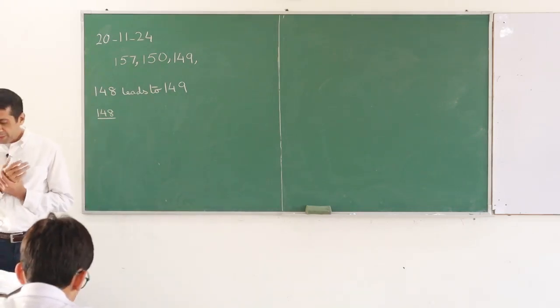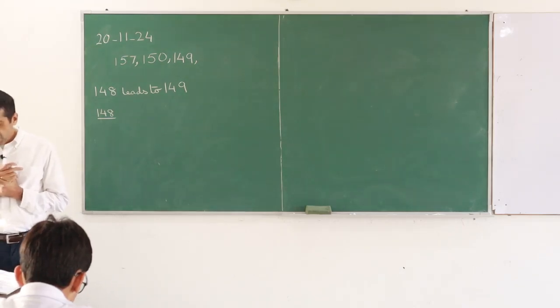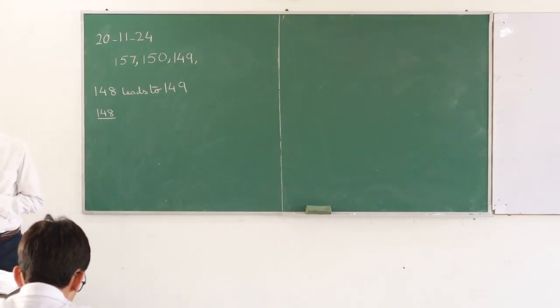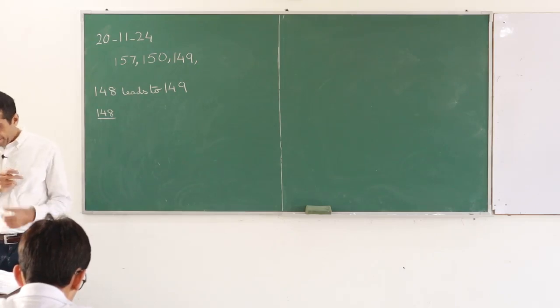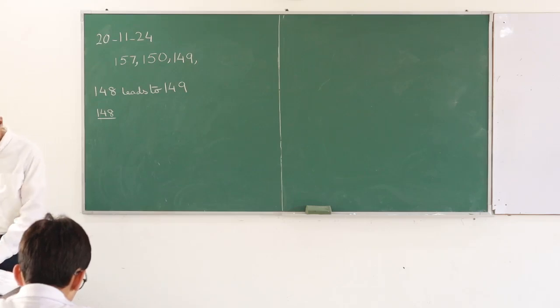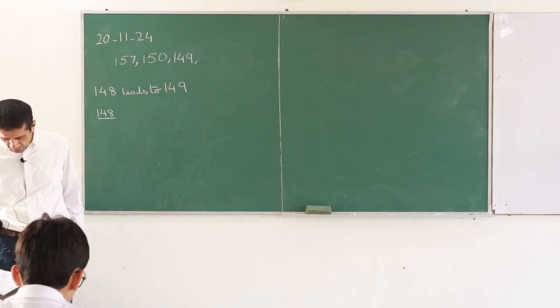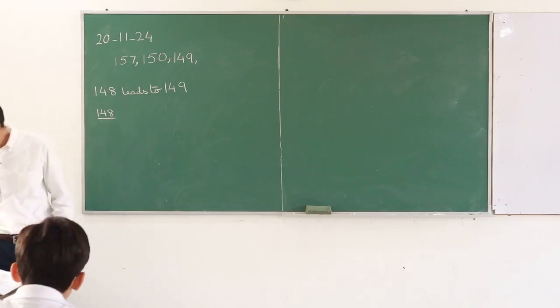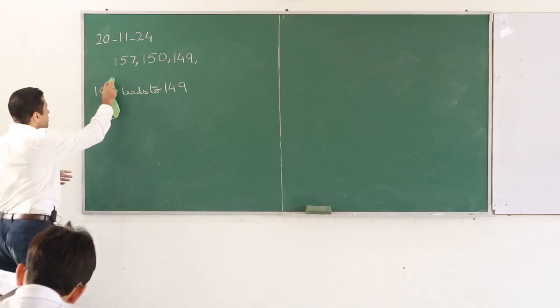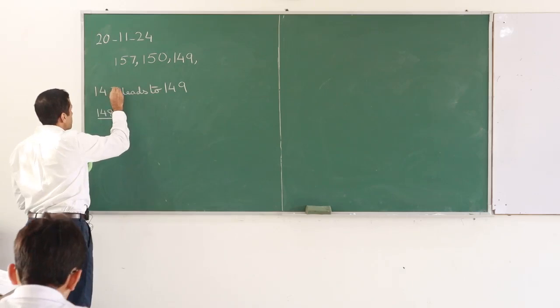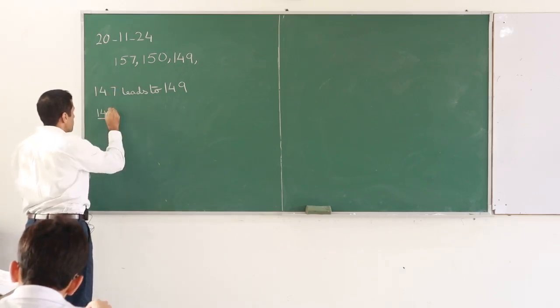So the question is, what's the maximum possible number of roots for a polynomial having degree 5? Okay, sorry, this is my mistake. This is not 148. I made a mistake. It's 147. So let's look at 147. Here is 147. So I'm going to go back to 147.